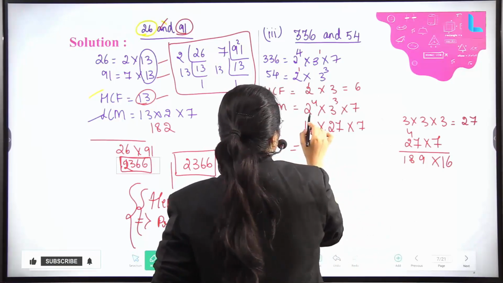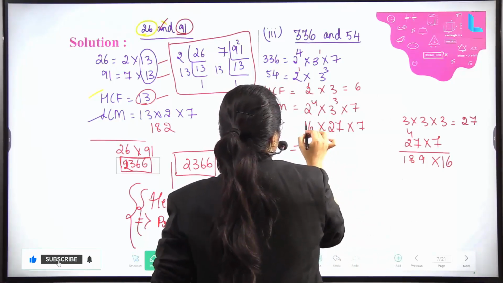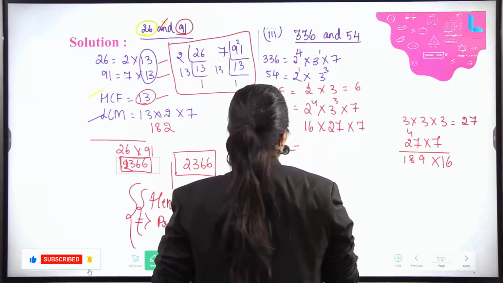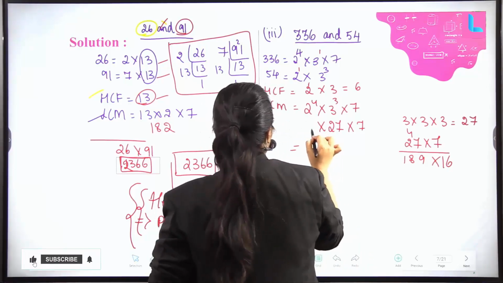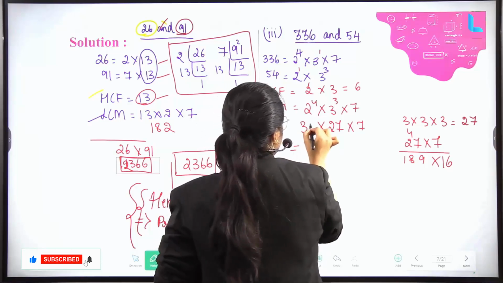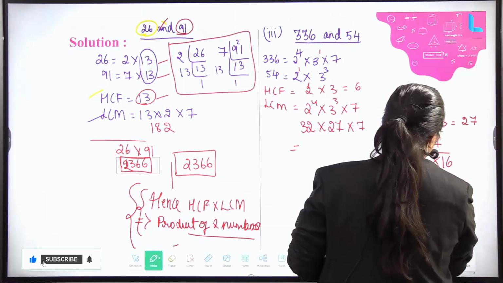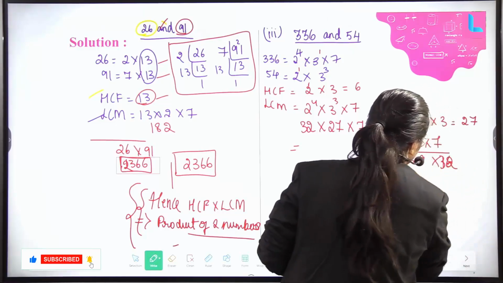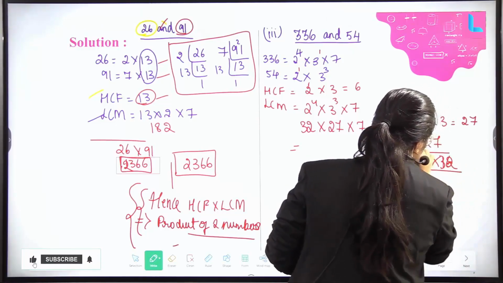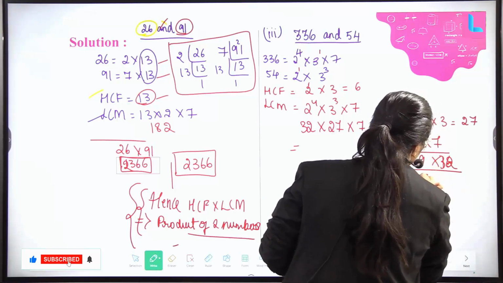Two twos are 4, 4 fours are 16, 32. Eighteen into 16.